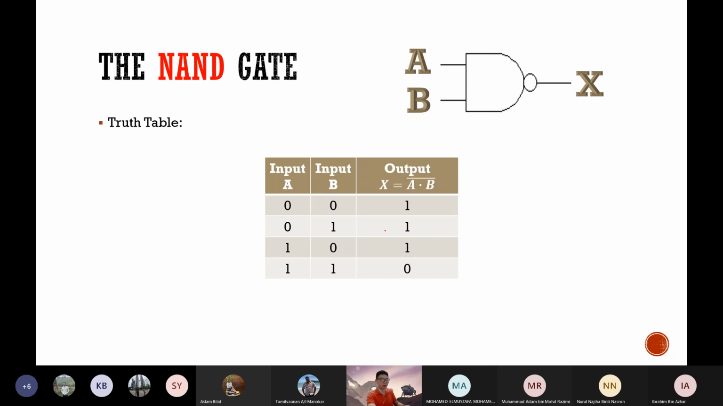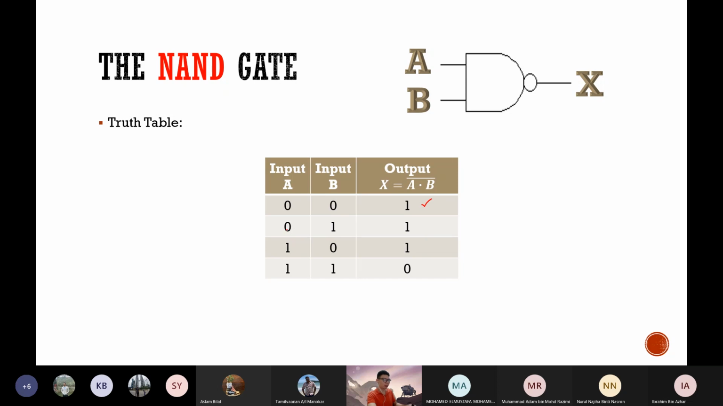So this is how the truth table will look like. And the output will be A multiplied by B, and then you invert the results. So over here, you have A is 0, B is 0. You multiply them together, you get 0. But then you invert the results and you get a 1. So that's how you get 1 over here.